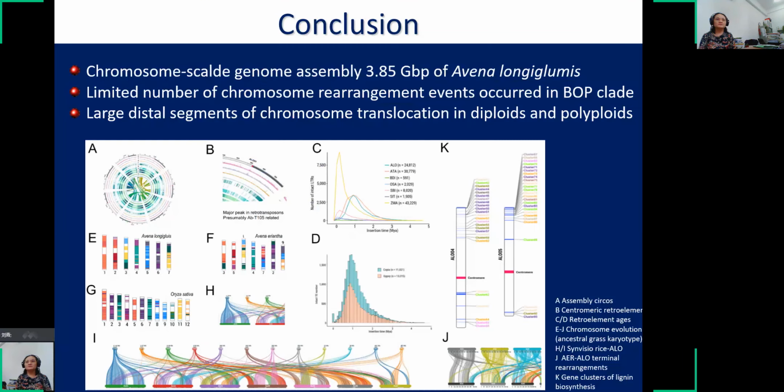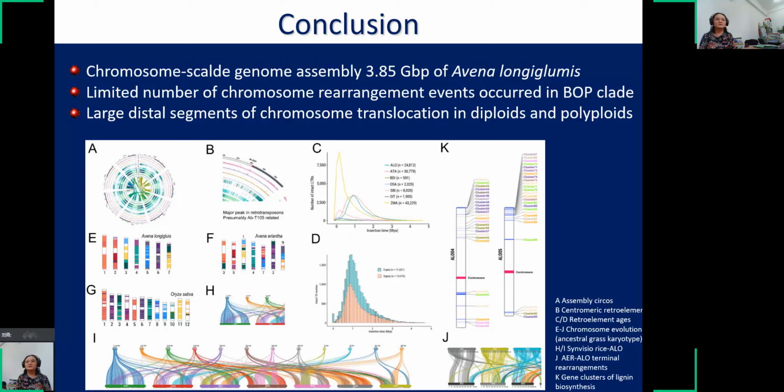Conclusion: we assembled the chromosome-scale Avena longiglumis genome, length 3.85 gigabases. Repeats are responsible for much of the difference in genome size. With our new ALO genome assembly, we see how the genes are distributed widely along the chromosomes, interspersed with multiple young repeat families, which have amplified in the last couple of million years.